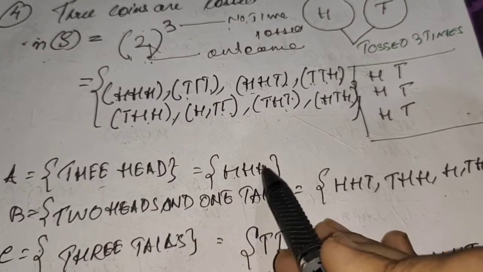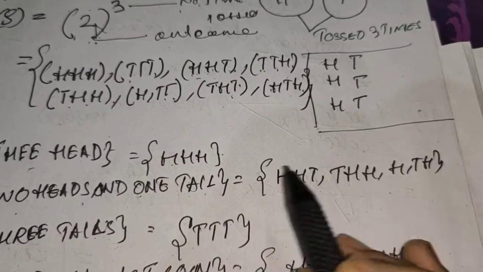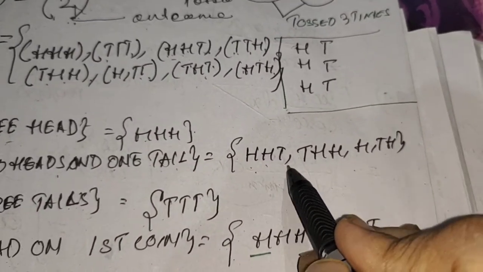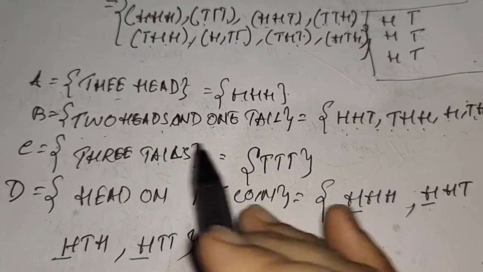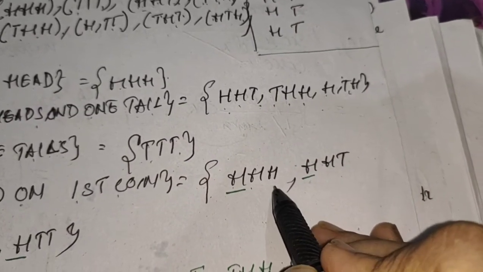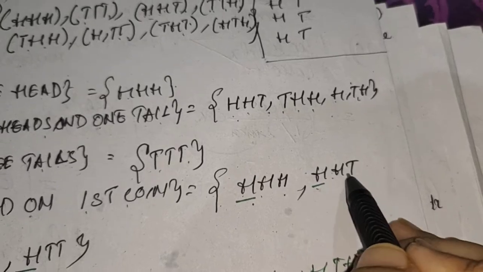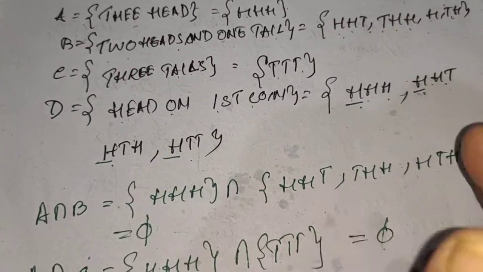Now after that, A is given that there will be 3 heads. So head, head, head. Then B is 2 heads and 1 tail. So 2 heads, 1 tail means head, head, tail; tail, head, head; head, tail, head. C is 3 tails: tail, tail, tail. D is head on first coin. Head on first coin means head, head, head you can take. First coin head, head, tail. Then head, tail, head, first coin head. Head, tail, tail, first coin head.